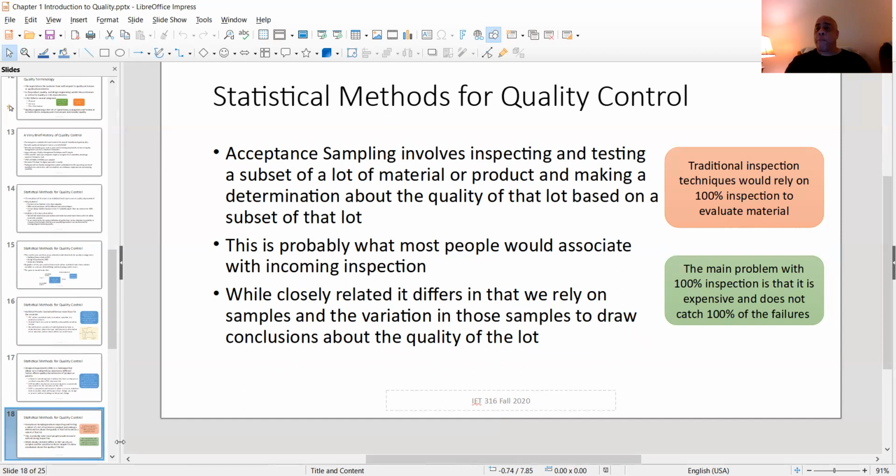Now, let me give you a good example of that. I work in the construction field, and we take asphalt and we break it down into different lots, and we have acceptance sampling. Now, this is probably what most people would associate with incoming inspection, while closely related, it differs in that we rely on samples and the variation in those samples to draw conclusions about the quality of the lot.